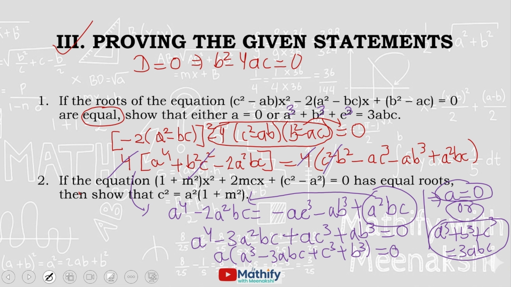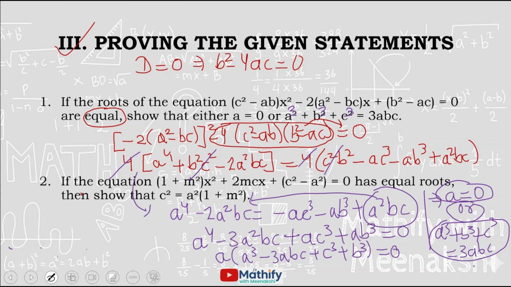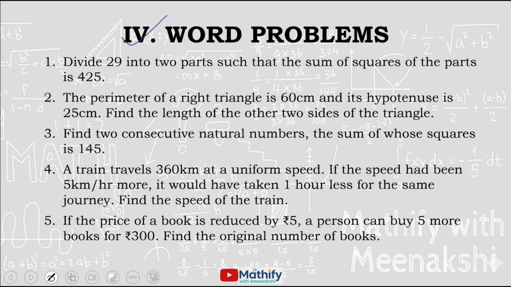Now, second question is your homework. You have to do the same thing again. Equal roots, that means discriminant is equal to 0. Now let's move to the last topic, that is word problems. Under this topic I have written 9 important word problems for you. So let's see all the word problems one by one.